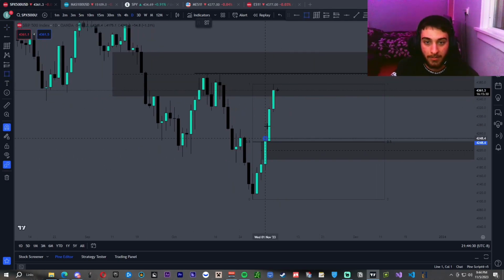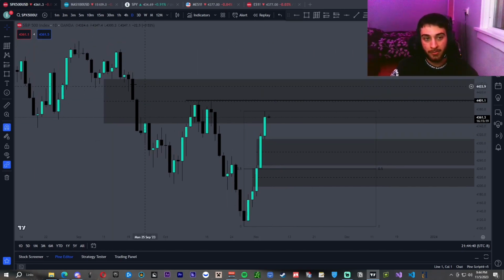I'll also have this marked off because it doesn't have to always follow all of our building blocks. We might have it just retrace into here and continue pumping. Or we might even have it continue pumping and completely disregard this fair value gap that we drew. Who knows? It's all probability.